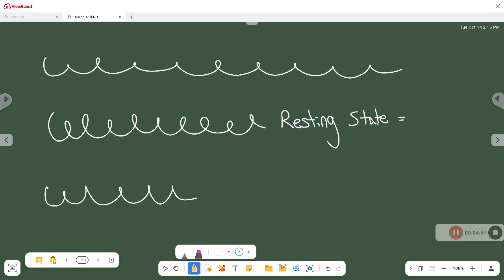Okay, a little bit more on spring force. Here I have a picture of the same spring. In the middle here, this is the resting state of the spring, otherwise known as the equilibrium.